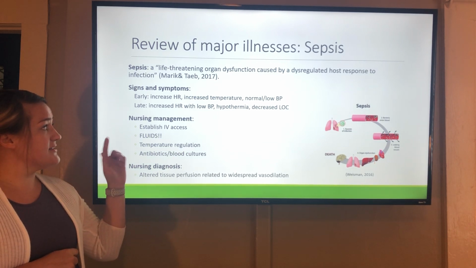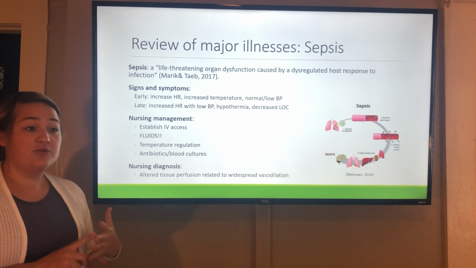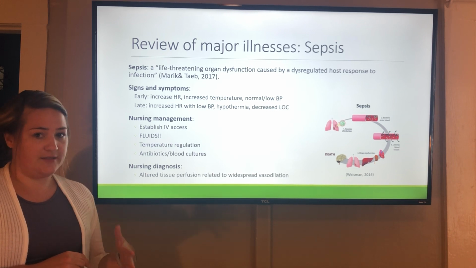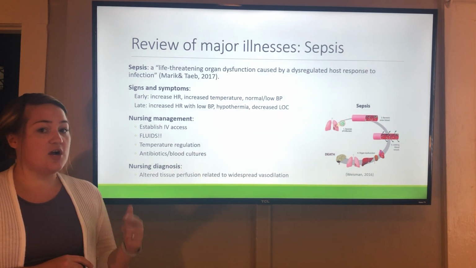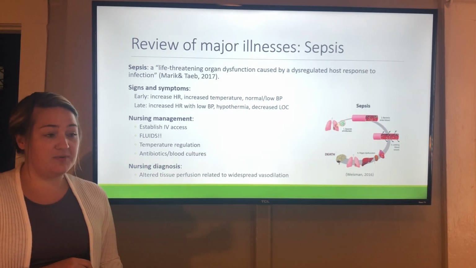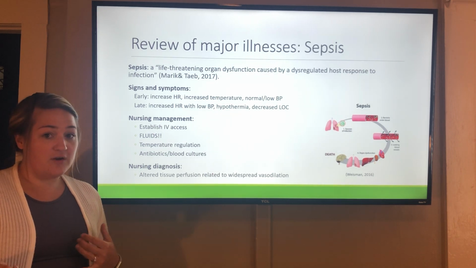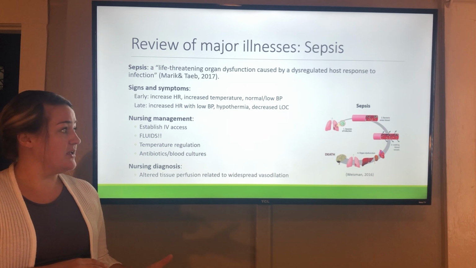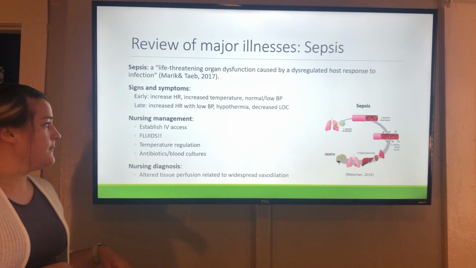So for our early signs, we're going to see an increase in heart rate, a fever, and then you're going to have usually a normal, maybe slightly lower blood pressure. When we get to the late signs, you're going to see an increased heart rate with a low blood pressure because the body is trying to compensate. And then instead of a fever, a lot of times you will see hypothermia start to happen, and then a decreased level of consciousness.